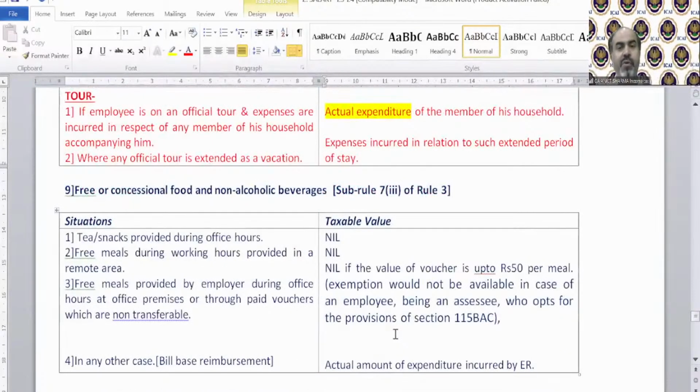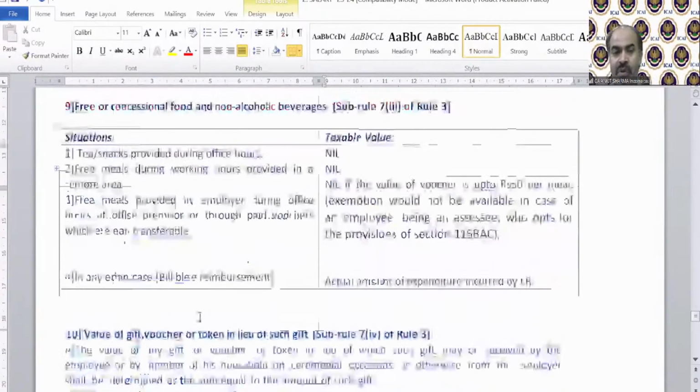Free concessional food, etc. The provision says, if you have been provided with tea or refreshment, the taxable value is nil. Well, we already discussed this also. Free meals during working hours provided in a remote area are also going to be exempted. But for free meals provided during office hours with non-transferable vouchers, 50 rupees per meal is going to be exempted. We have already discussed it earlier also.